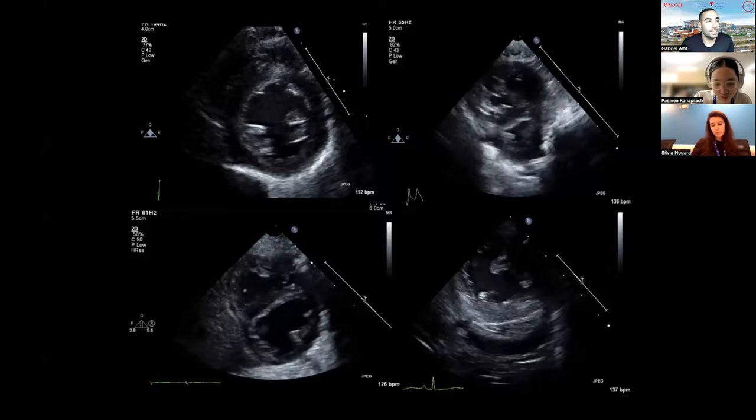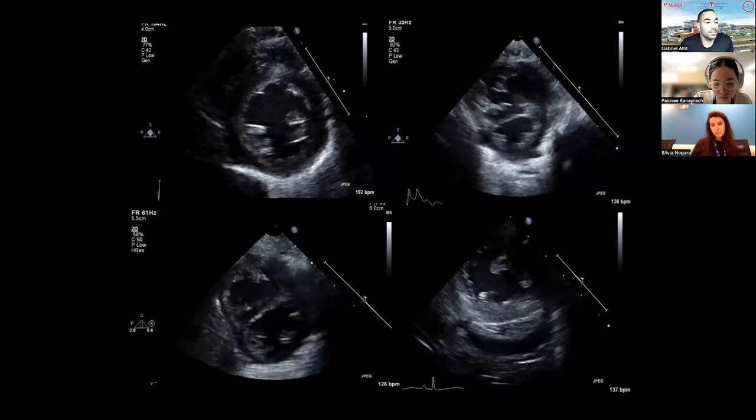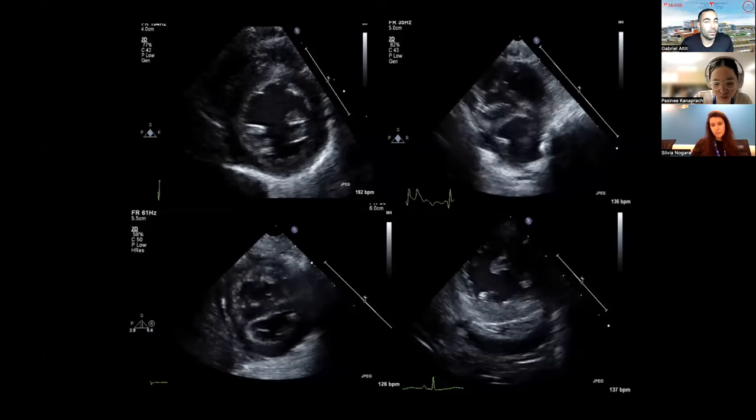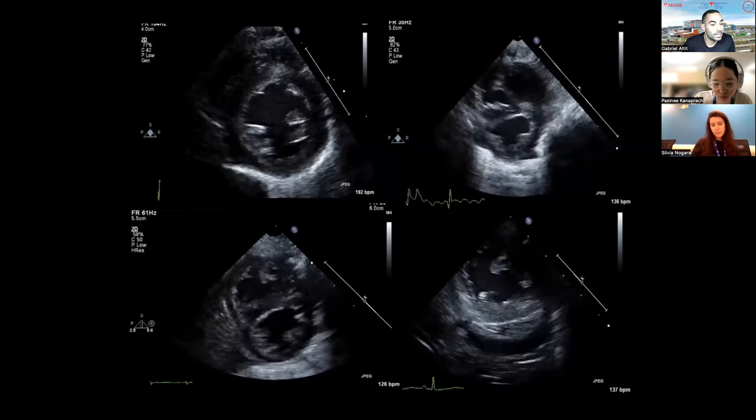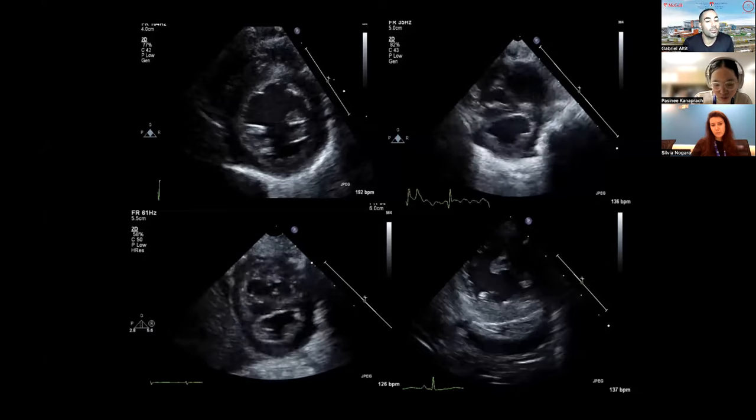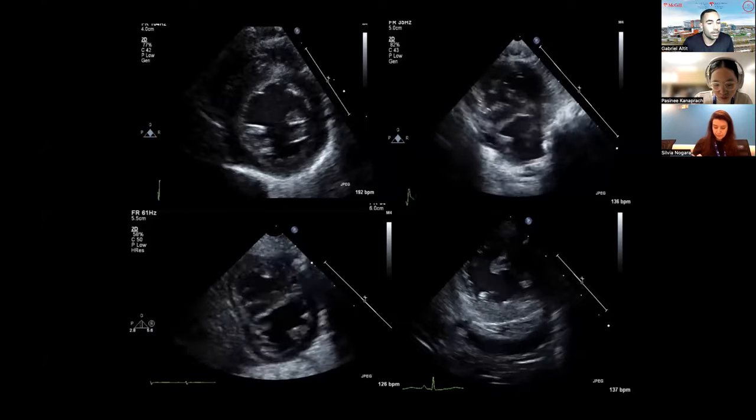But in neonates, you can see flattening of your septum in diastole when you have a big RV volume overload, for example, if you have vein of Galen malformation or hepatic hemangiomas. That sends a lot of blood flow back to the right atrium and to the RV.